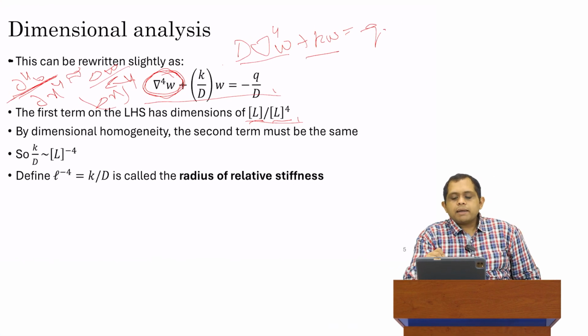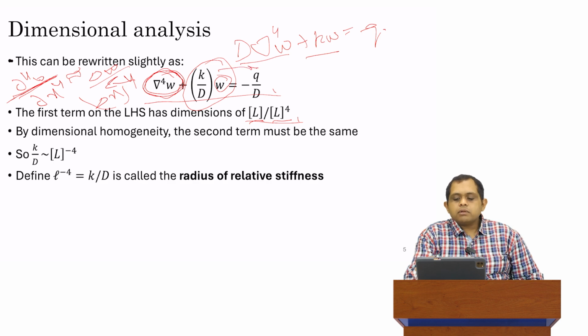Perhaps all of you remember back from 11th class or high school, when you studied dimensional analysis, you learned something called dimensional homogeneity. That is, every term in the equation has to have the same dimensions. So if our del power 4 term over here has these dimensions of L divided by L power 4, then this term we have in the middle, K divided by D into W, should also have the same dimensions. Now, what we note is that this W still has the dimensions of L. So what we are left with is that K divided by D has to have the dimensions of L to the power of minus 4.